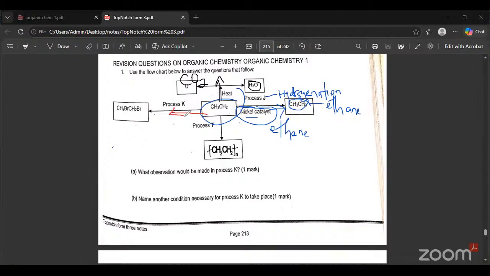Yes? We are starting from ethene. And then what are we doing? What have we added? What is this? Halogen. We are adding a halogen. What is the process of adding a halogen? Hydrogenation? Hydrohalogenation? Confirm. Teacher, halogenation. Oh, it is halogenation.